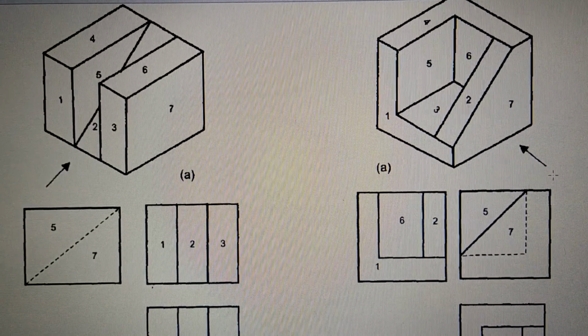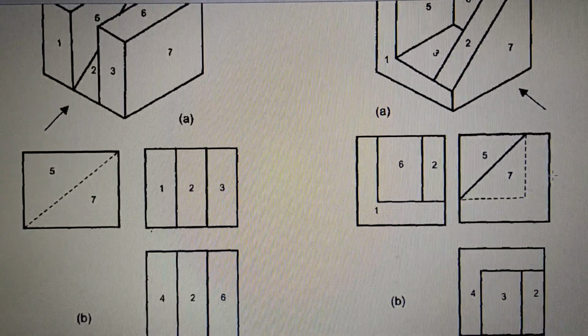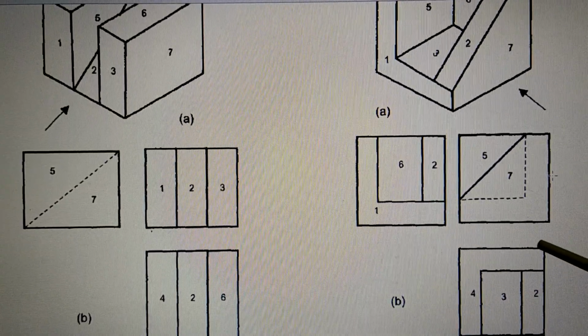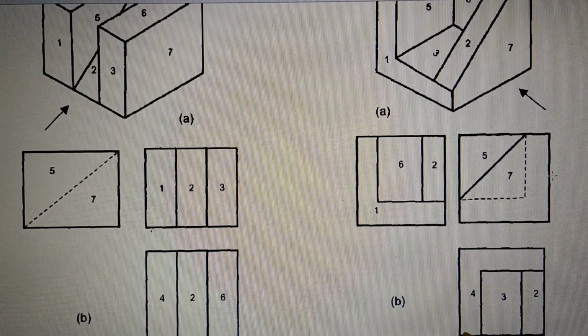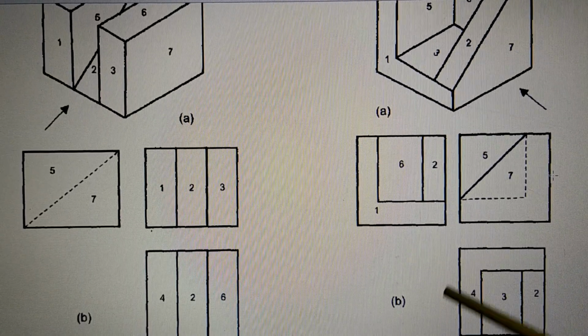And the top view they are drawn wrong, only you have to rotate it like this. Rotate by 90 degrees. This corner should come here. This corner should come here, this corner should come here, this corner should come here. So rotate this figure by 90 degrees, then this will be correct.